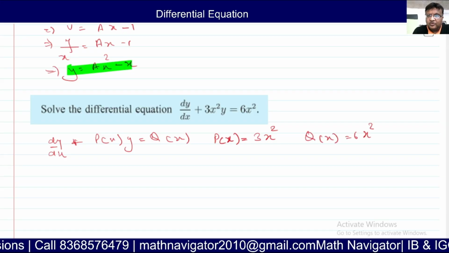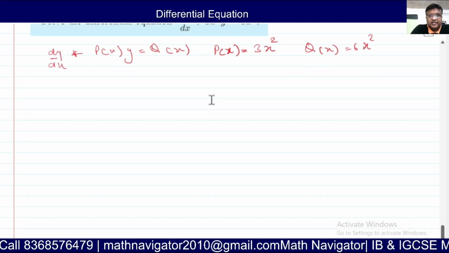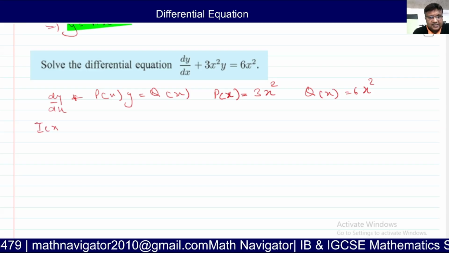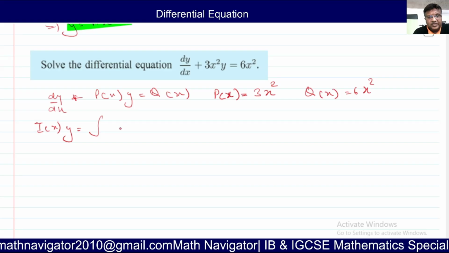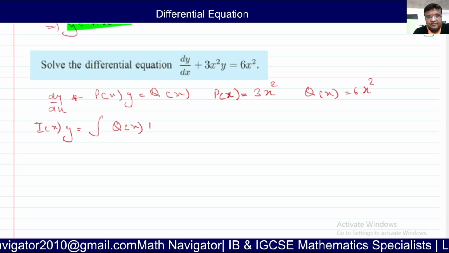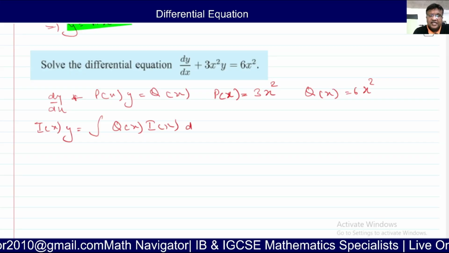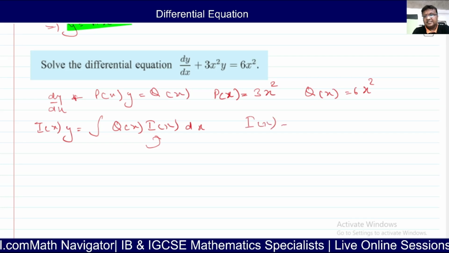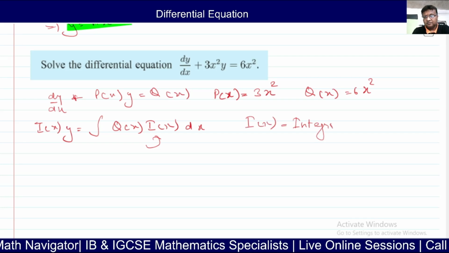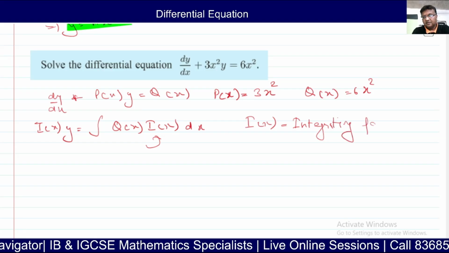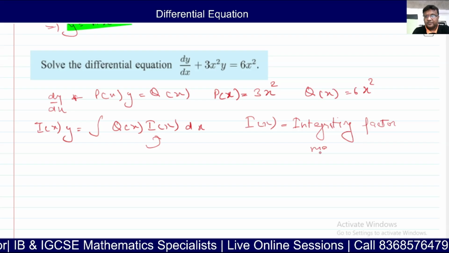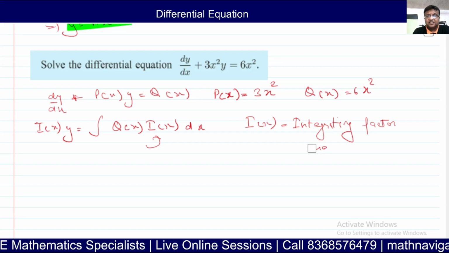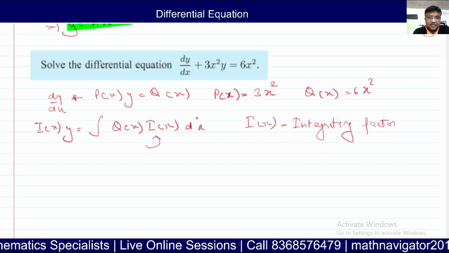So whenever you get a situation like this, you have to write it like Ix times y is equal to integration of Qx times Ix dx. Now I'll explain what that is. This Ix is called the integrating factor. How do we find this integrating factor? This is given in the formula booklet, but this thing is not given in the formula booklet.